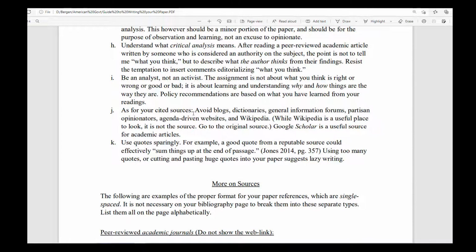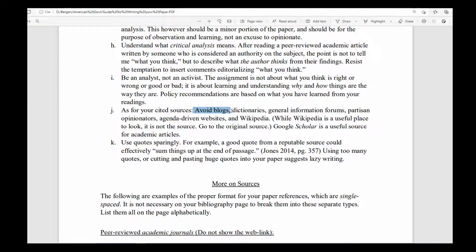As for your cited sources, there's a certain type. I've already talked about some good data sites that you can go to. But as far as sources to avoid, the blogs where people can just set up their own website and tell you what they think. They may be a smart person, but it's either hearsay or they're getting their information from somewhere else. So go directly to the credible information.